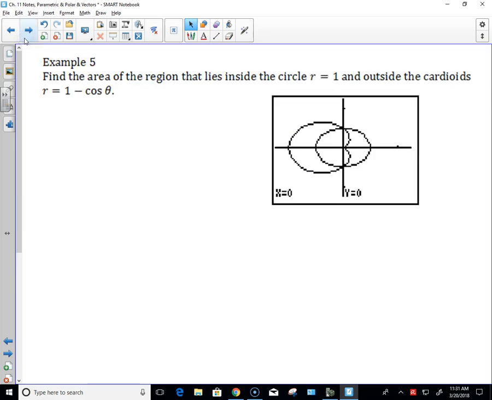Okay. I want you guys to think through this, yeah? Find the area of the region that lies inside the circle r equals 1. You guys see it, right? Where's r equals 1 in the picture? This one, right? Just a circle. R equals 1. Go up 1, back 1, down 1. Okay. And then what's my other shape? Cardioid.